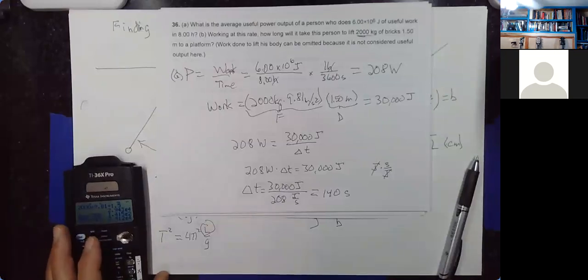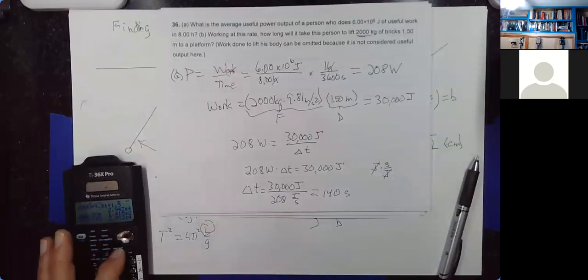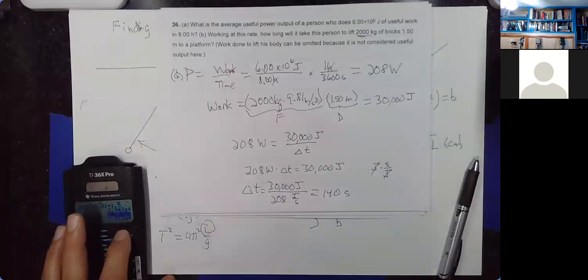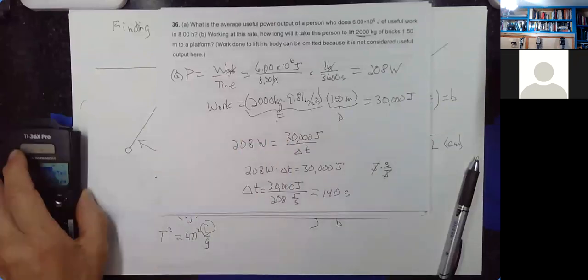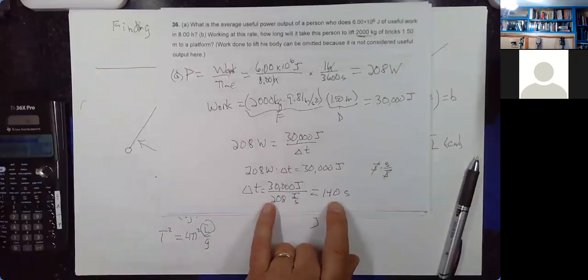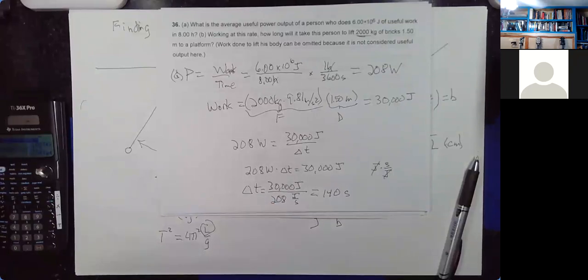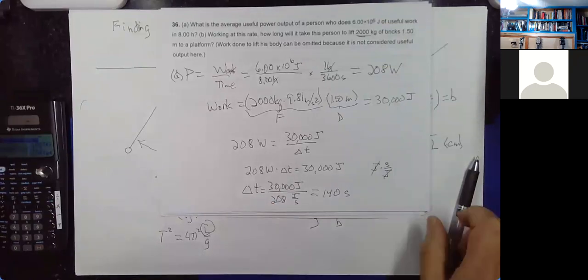Was that 208 correct? I'm going to check that out. Yeah, it was. It was 6 million divided by 8 times 3,600. This seems a little unbelievable, but maybe this person's kind of impressive anyway.